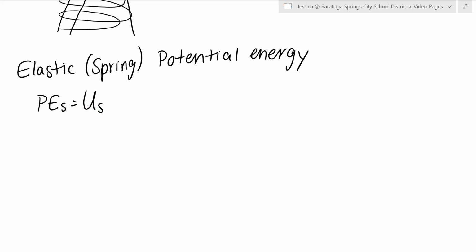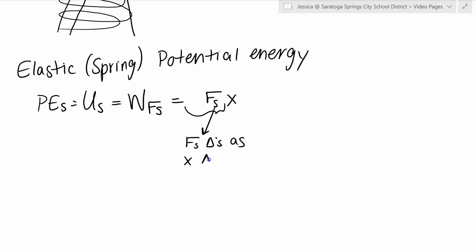Okay, again, it is a potential energy, so it does come from a work done by an internal force. So if a spring is in our system, the potential energy is going to be equal to the work done by the force that the spring exerts. Okay, so that really is going to represent Fs times x. Now I'm leaving a space here because it's important to remember that Fs changes as x changes. Okay, so it's a non-constant force.